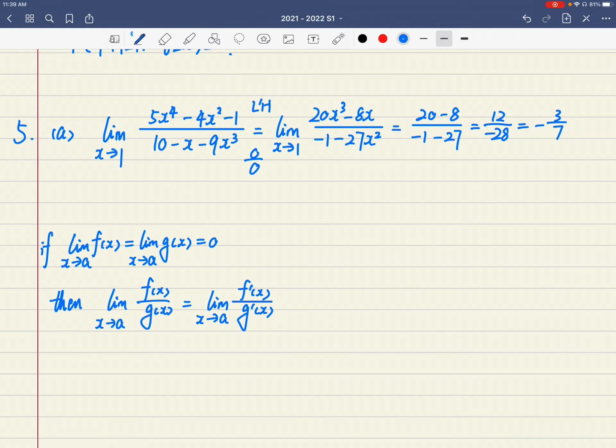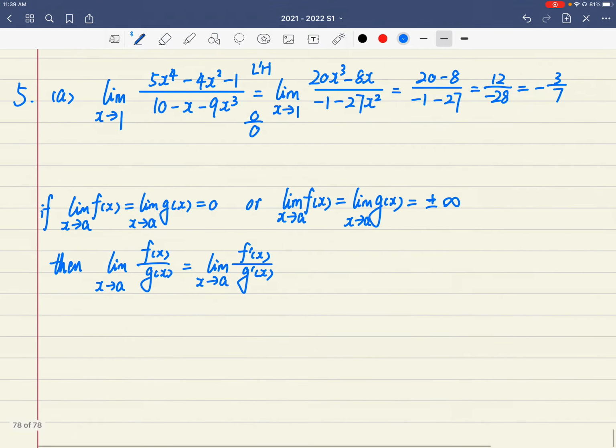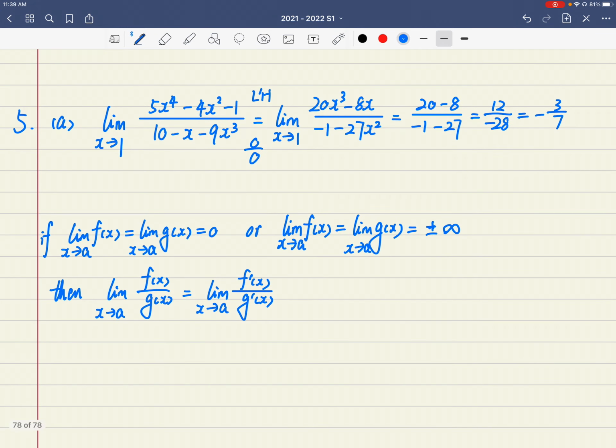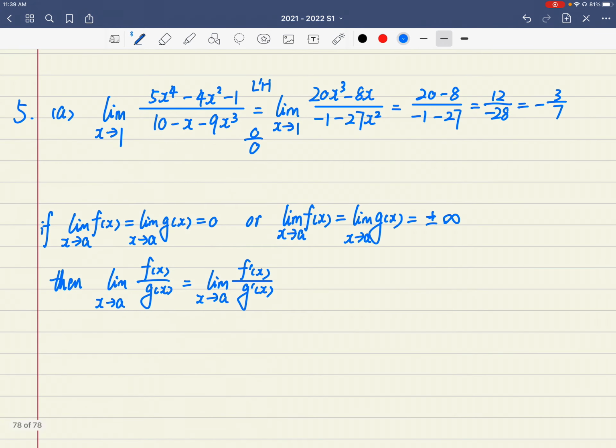That's not the only case where you can use L'Hopital's rule. Here, if both the top and bottom limits are 0, you can use L'Hopital's rule. If the top and the bottom limits are both infinity, it doesn't matter if they are positive or negative infinity, you can also use L'Hopital's rule.